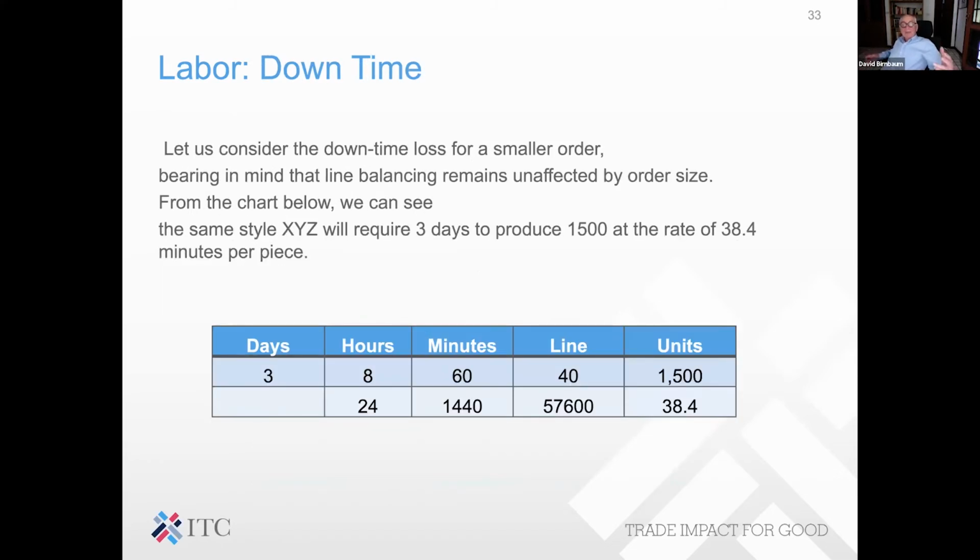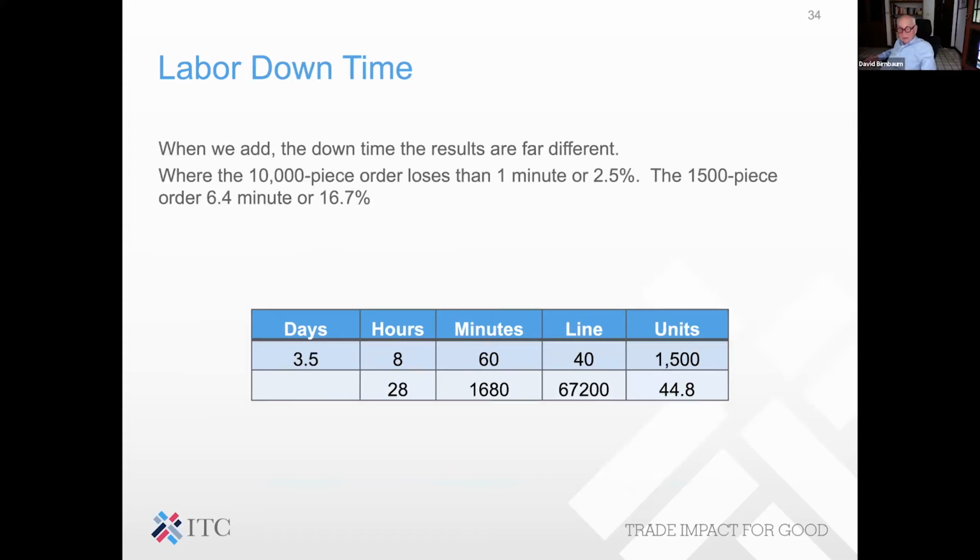But imagine you only have 1,500 pieces. Instead of 20 days production, you have 3 days production to get to 38.4. But now it's 3.5 days. And so suddenly that half a day has increased your production time from 38.4 to 44.8, an increase of 16.7%. Because the time for line balancing remains the same regardless of the size of the order.